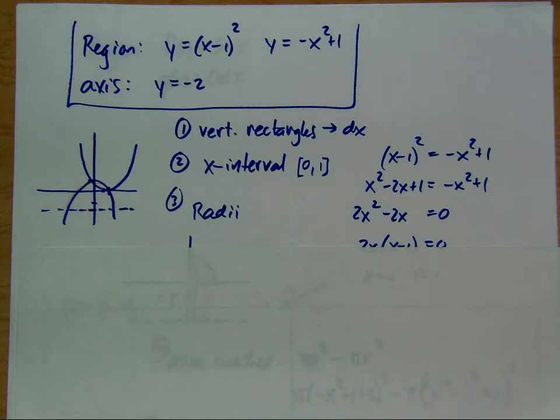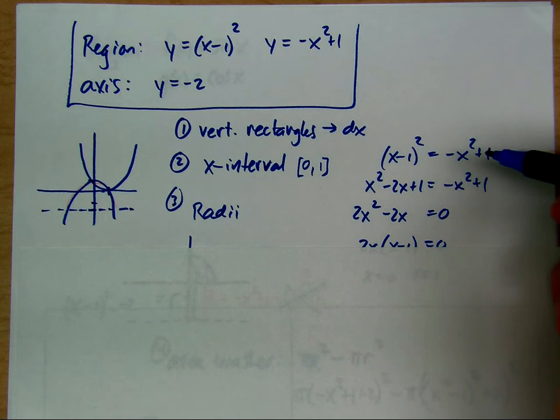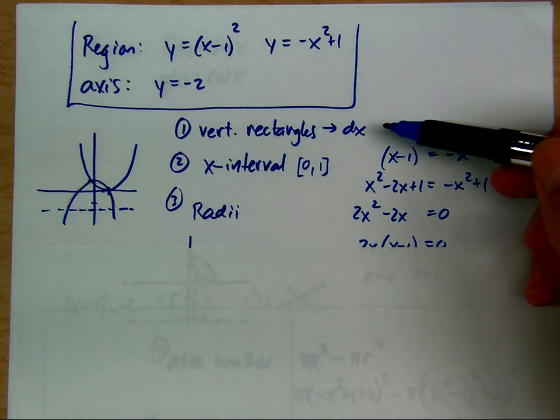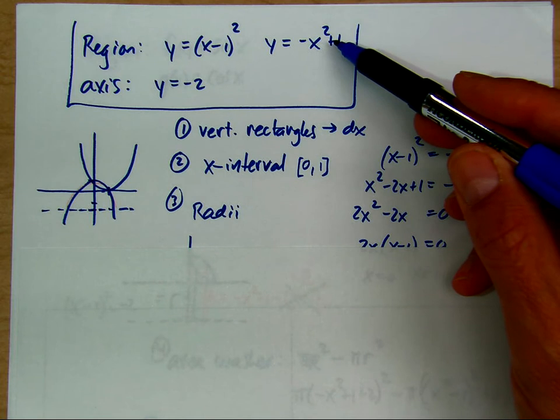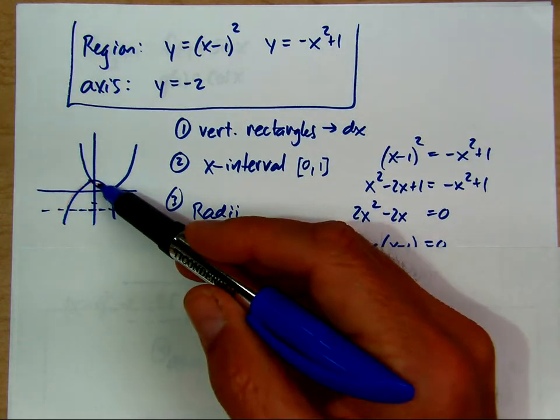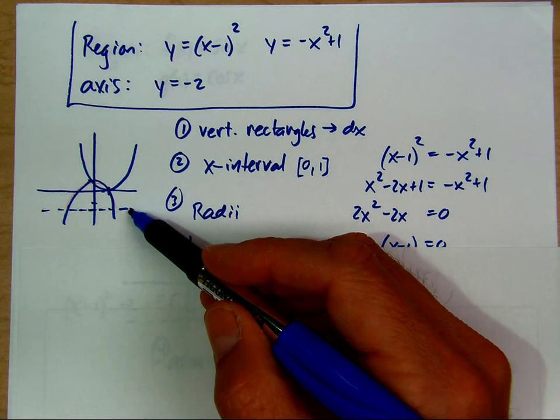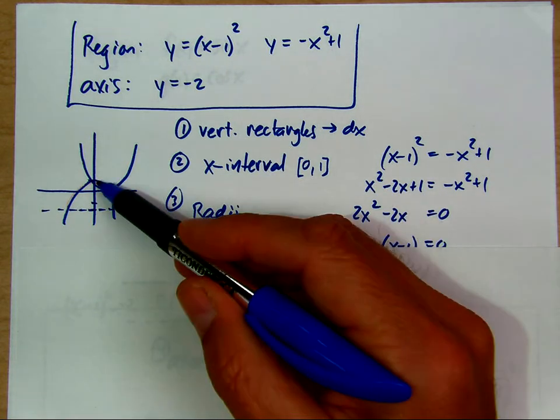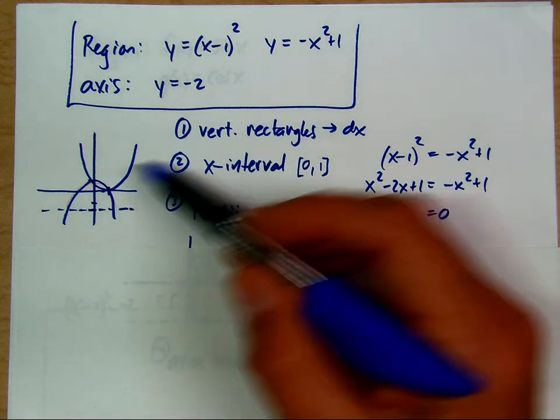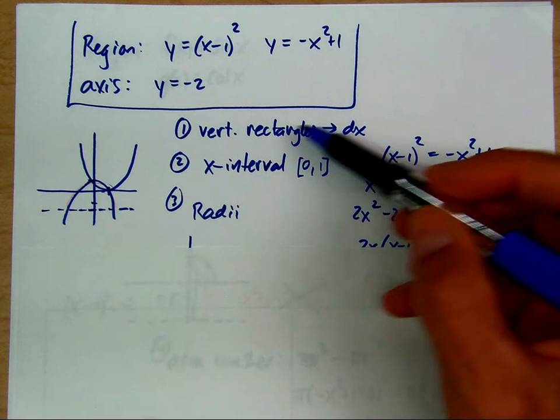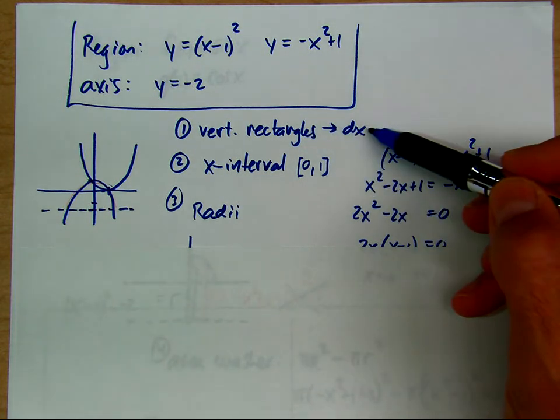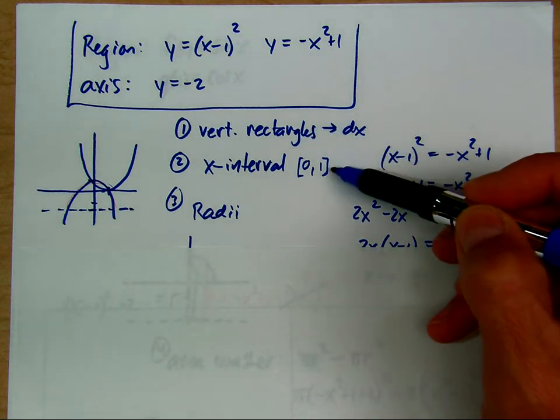All right, the video shut off while I was doing this problem. So we graph the functions, we find the region, it's going to rotate around the line y equals -2. Every vertical rectangle has the same top curve and bottom curve, so we can use vertical rectangles. That means we will use the differential of x. That means we need an x interval.